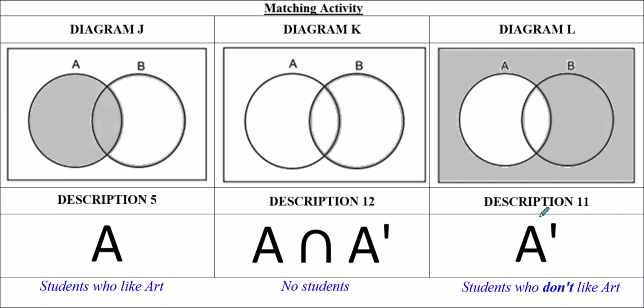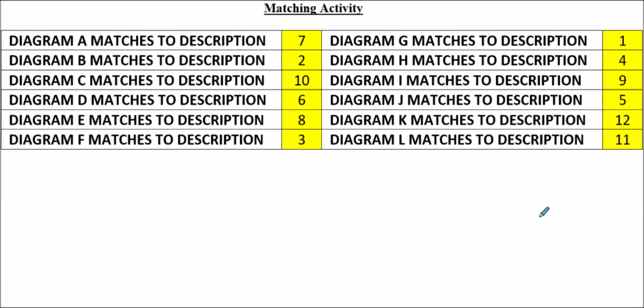And I want to talk about the extension thinking about combinations of events. Here's how your grid should have been filled in. Okay, so that's it matched on your worksheet. That's how it should look. 7, 2, 10, 6, 8, 3 going down here. On this side, 1, 4, 9, 5, 12, 11.